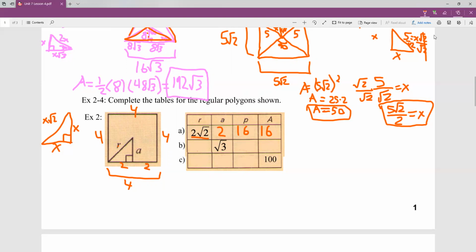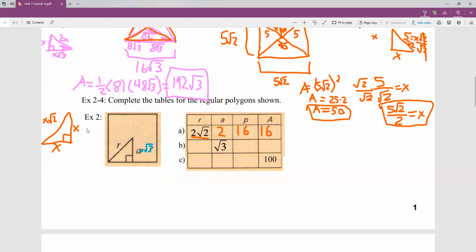Okay. Let's try it again. So we're going to try it again with some different numbers. Now this time we are going to be given the apothem. So I'm going to erase this. Okay. So this time we are given, I'll use a different color now. Okay, so this time we are given the apothem. So this time this is equal to root 3.